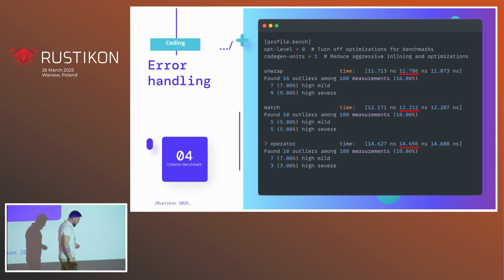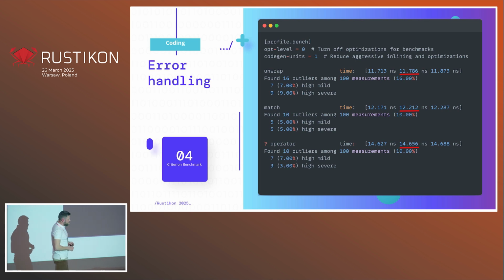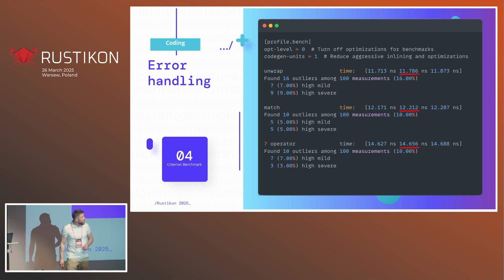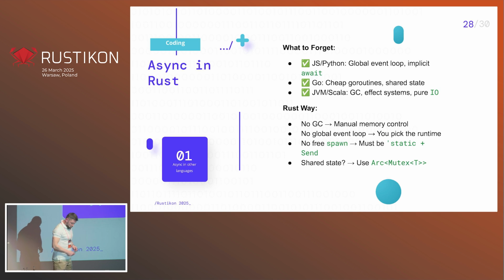And the third option is when you use the question mark operator and you propagate the error. That's the slowest one, but we all know that's a really convenient one to use, especially once you have used a library like anyhow in your life. So now we can move to async.